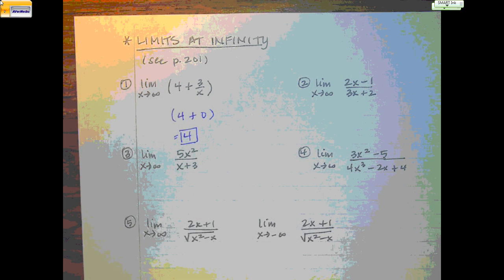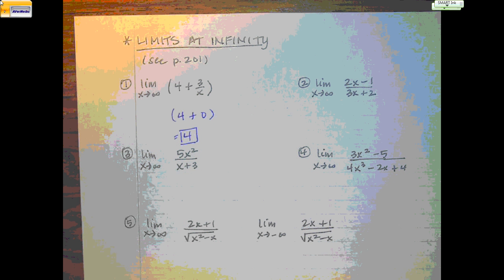I'm missing a stack. Here we go. Anyway, so there's that one.